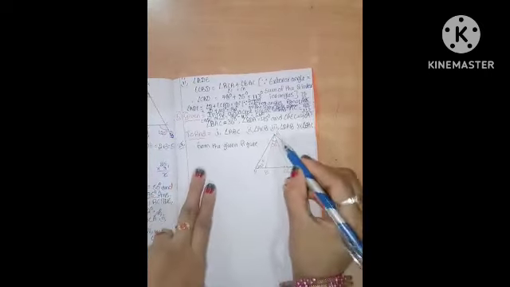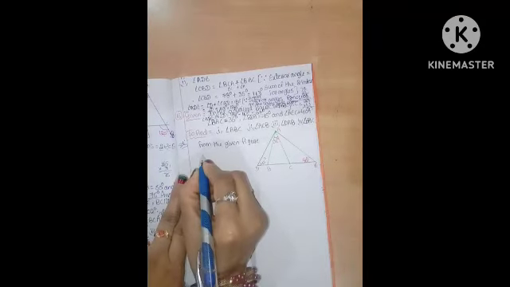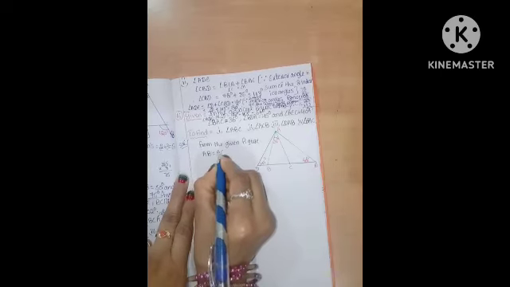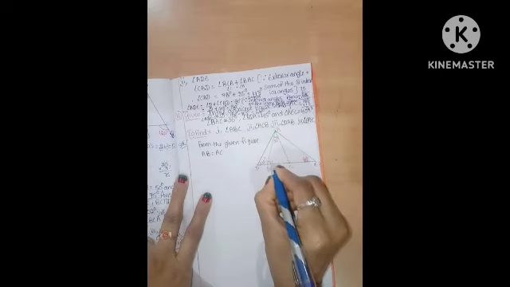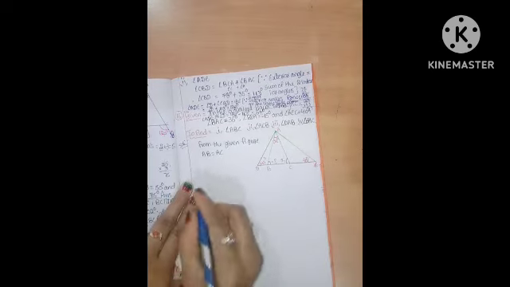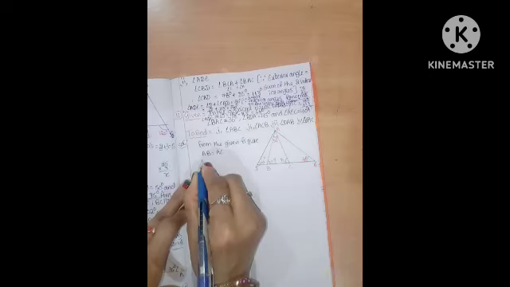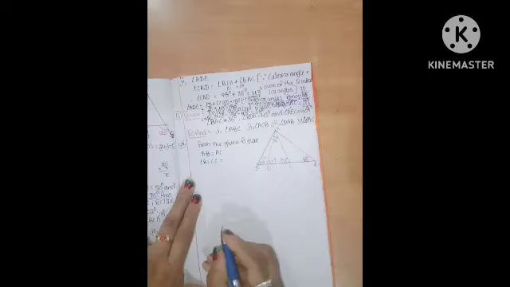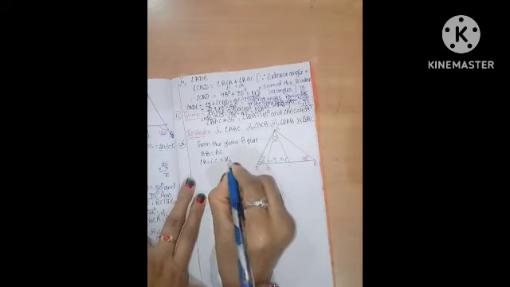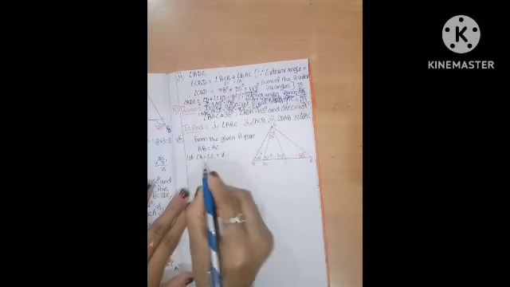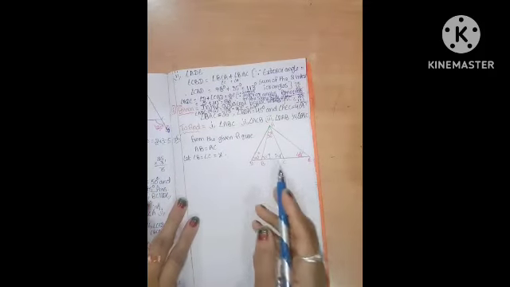First one: what is given? AB equals AC is given. This side is equal to this side, both are the same, so we have to calculate these two angles. Angle B equals angle C, both are the same. Let that be x. Let angle B equal angle C equal x.